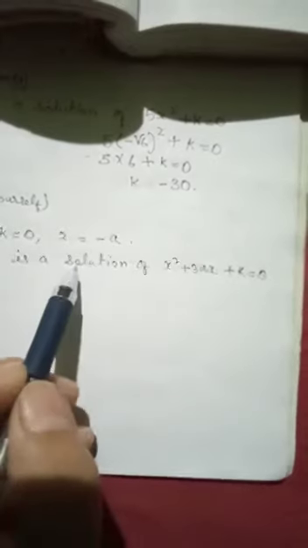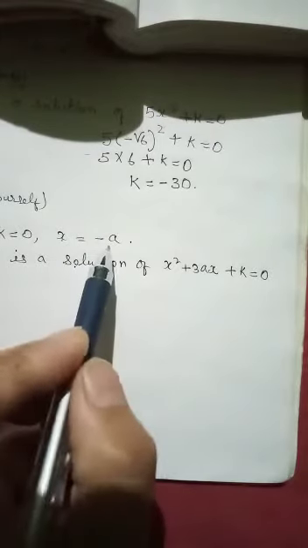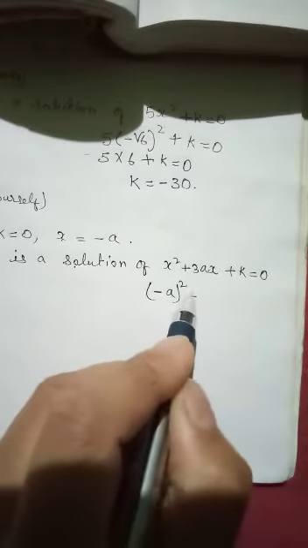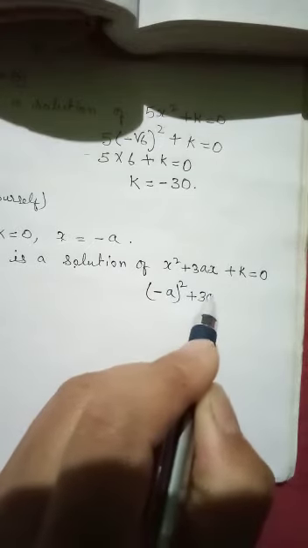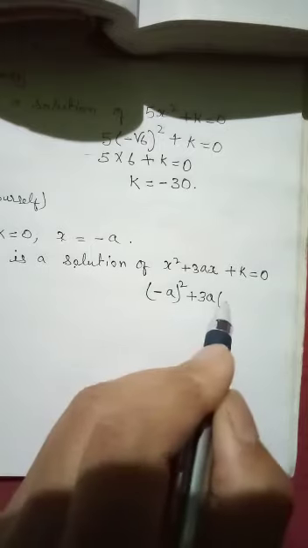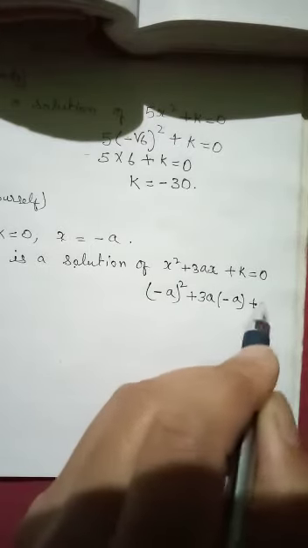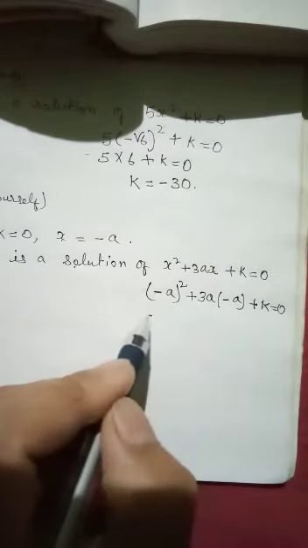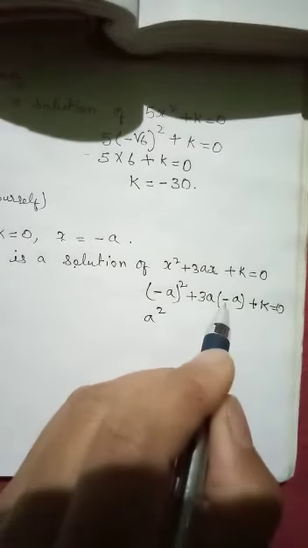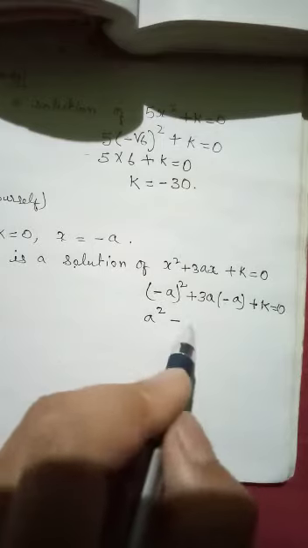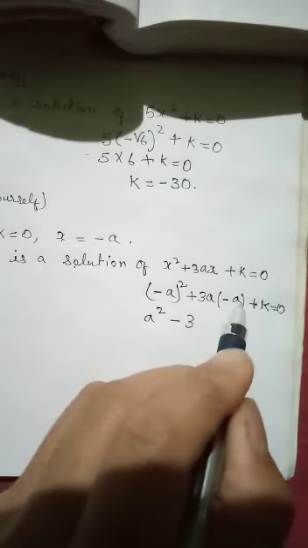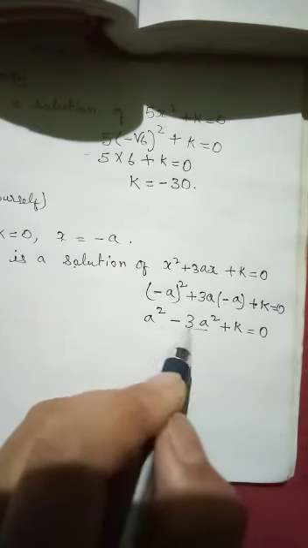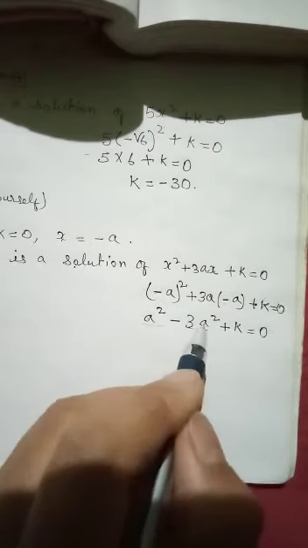Since they mentioned it is a solution, that is the reason why in place of x, we can put minus a. So minus a, here we have square, then plus 3a, it's from the question, write it as it is. In place of x, we can put again minus a, then plus k equal 0. Minus to minus, plus, because here we have square, then a square. Plus into minus, minus, because here there is only power 1, then 3a into a square. Plus k equal 0.